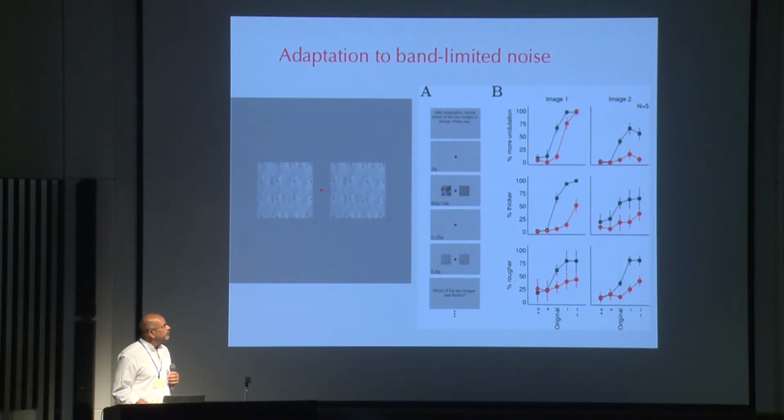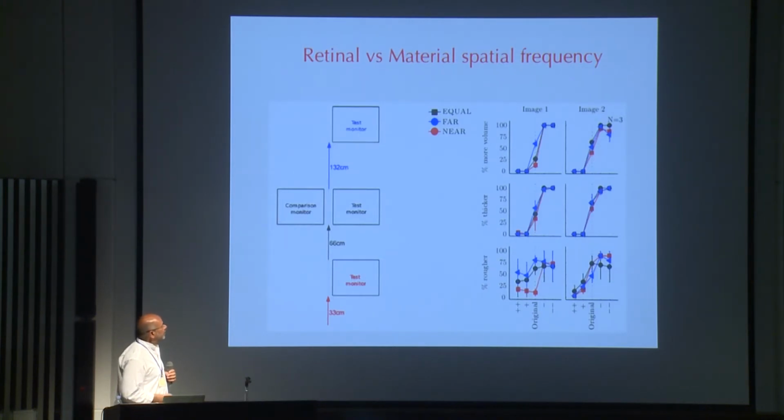change your perceived properties. And then we use the same materials to answer this other question: is it retinal or is it some material spatial frequency? And so what we did was we put the comparison monitor at 100 centimeters or 99 centimeters, and either had the test monitor for comparison at the same distance, or twice as far, or half as far. So this is making all the frequencies half and making all the frequencies double.